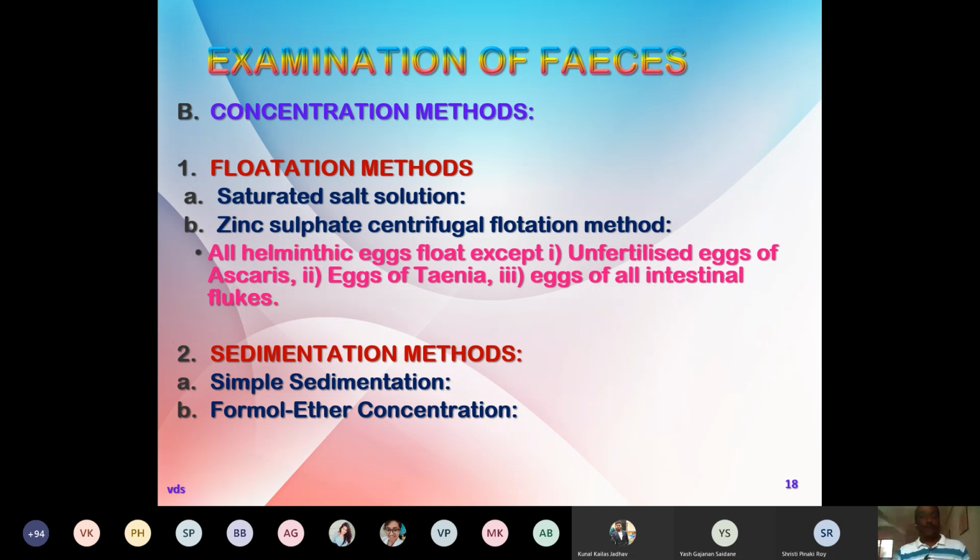The significance of the concentration method is important only when you are not able to observe any stage of the parasite in the feces, but you are still suspecting an infection of the parasite. In that case, you are supposed to concentrate the stool material. Concentration means increasing the number of specimens in the stool, whether it is cysts or eggs.